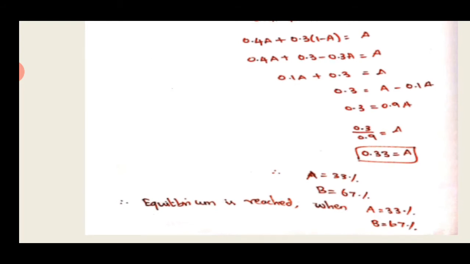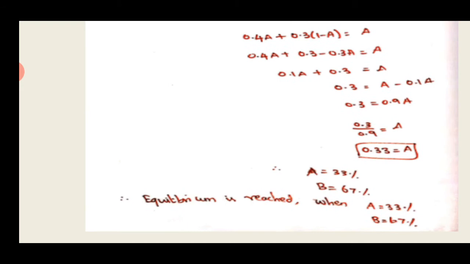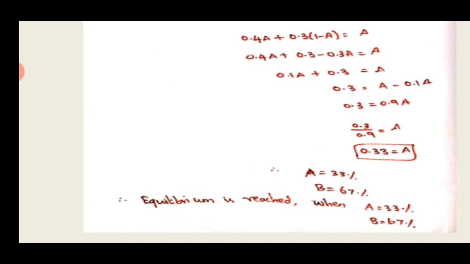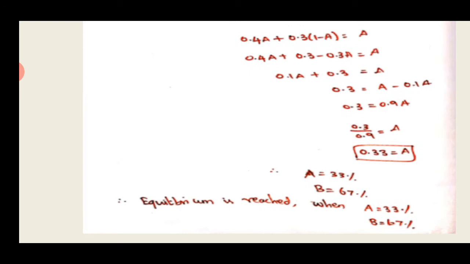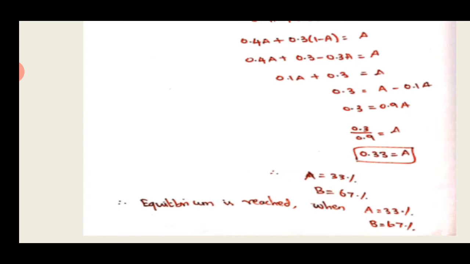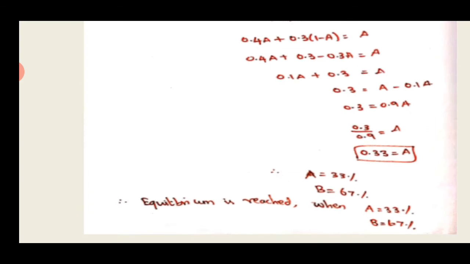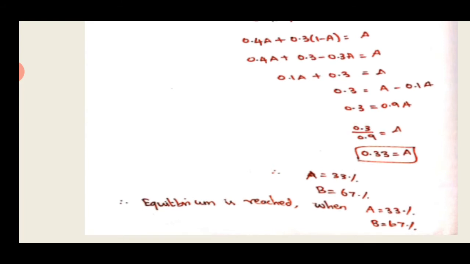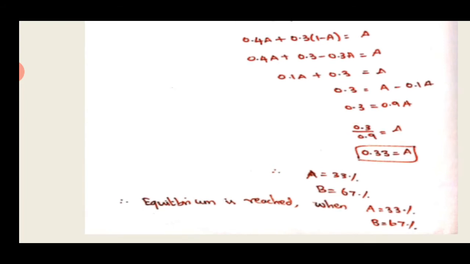Take the 0.1A to the other side because we have an A on the other side. So we get 0.3 equal to A minus 0.1A. A means the coefficient is 1A. So 1A minus 0.1A means 0.9A. Now we want only the A value, so take the 0.9 to the other side. So 0.3 by 0.9, we get A equal to 0.33.